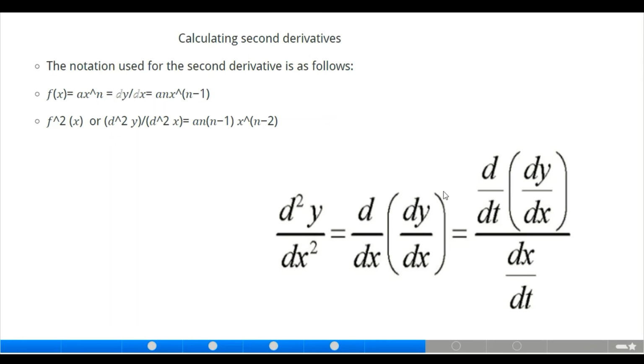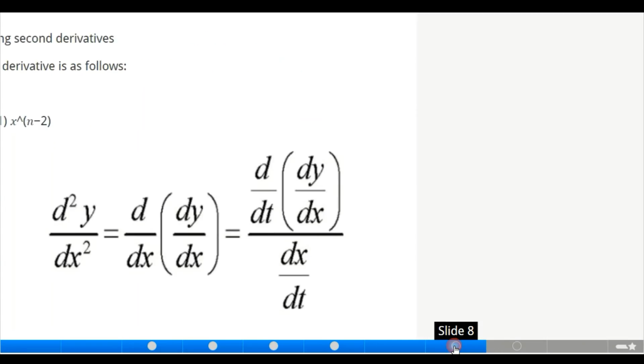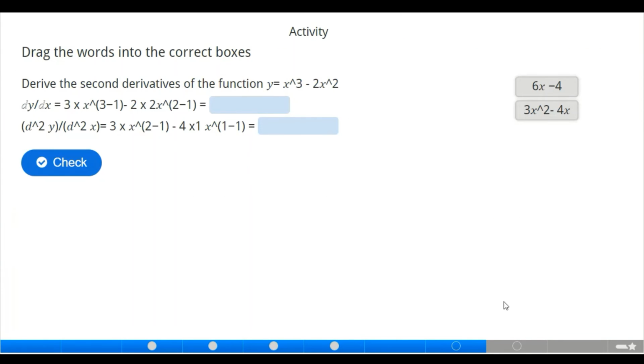And the formula here is d/dx of dy/dx. That implies that you are differentiating two times. The solution you get from the first differentiation, you differentiate it again the second time. Now let's look at this activity and differentiate this equation. We have to find the second derivative of the function y equals x raised to the power 3 minus 2x raised to the power 2.